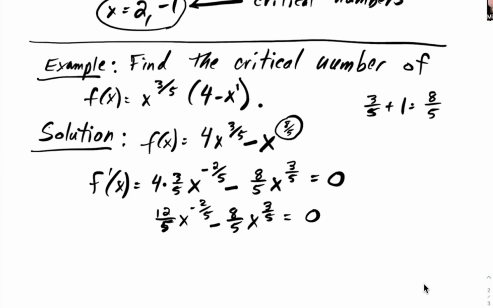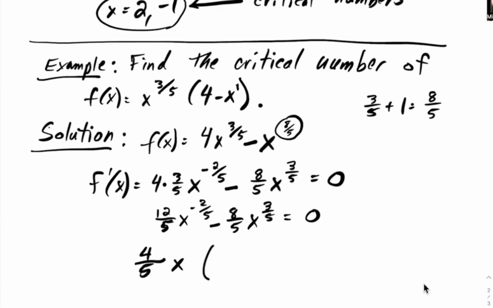So what I'm going to do is factor out what they have in common. In the fractions, I have a 12/5 and an 8/5, so I'm going to factor out a 4/5. I'm going to do that because then I'll have no fractions in front of the x terms. All right, and then I want to factor out some x part.